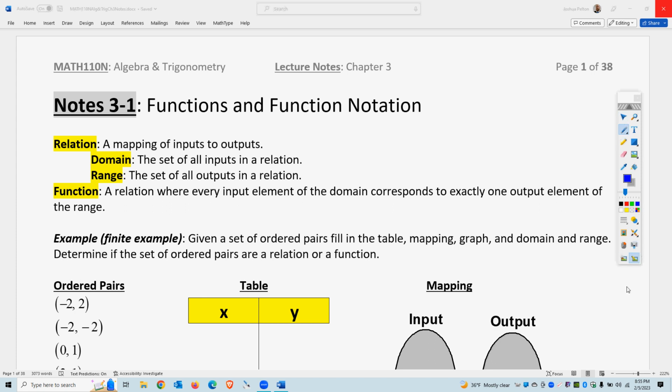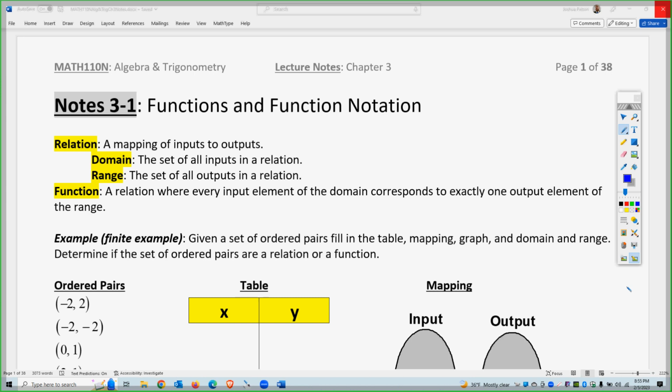This is Professor Pelton. This is part one of chapter 3, section 1. So we're doing relations with domain and range and functions in these next couple of sections. This one specifically on relations and functions.